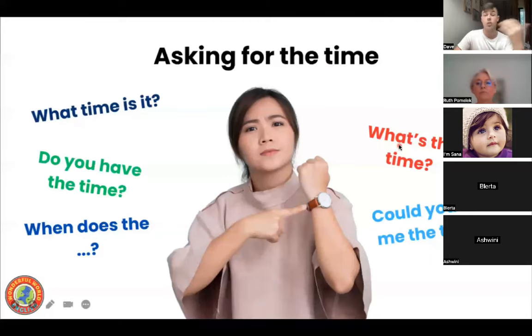That's good. What's the time again? Same as what time is it, really? Could you tell me the time? Again, this is kind of polite. And then you could say something like, if you're waiting for something, like what? When does the bus arrive? When does the movie start? So this is also another way we can ask for the time. So yeah, all of these good.